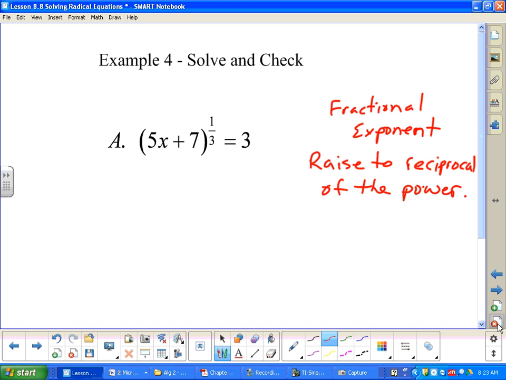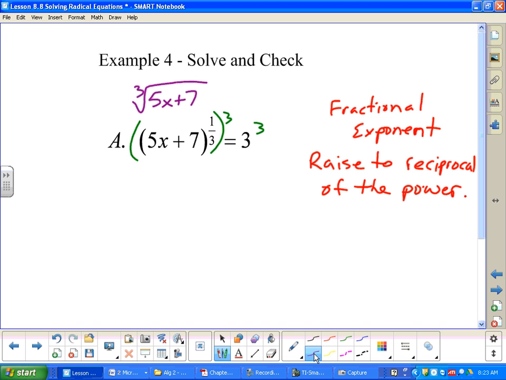So what's the reciprocal of 1/3? 3. Okay? And the reason is because this is the same as the cube root of 5x plus 7. So since it's the same as the cube root of 5x plus 7, then it makes sense to cube both sides because 3 is the index. So we're going to raise both sides to the 3rd power.